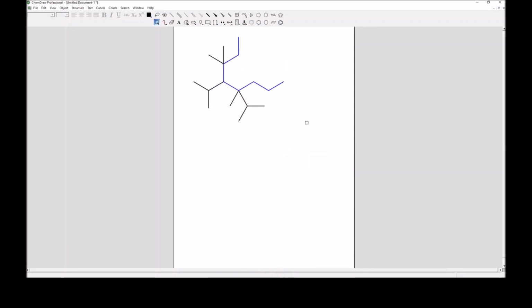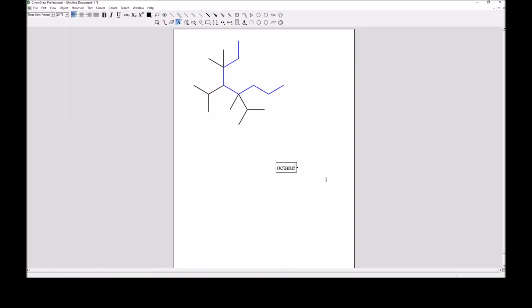The common name doesn't change the parent chain. And so this is still going to be an octane. And the methyl groups don't have common names, so they're still going to be a 3,3,5 trimethyl octane. But now we have to deal with the common name for this substituent right here. Remember that the common name is based on the total number of carbons in the substituent. And in this substituent, there are 1, 2, 3 total carbons. So this is a propane.